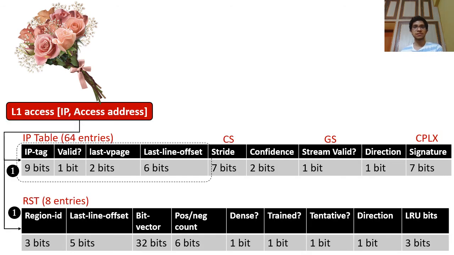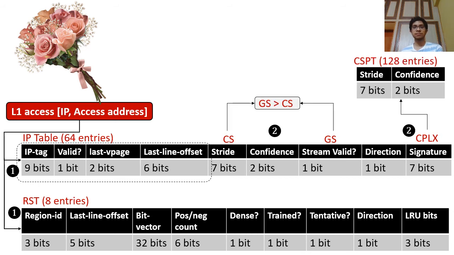We've seen all the components of IPCP at L1. So how does it work? Upon an L1 access, the IP table and the region stream table are accessed simultaneously. Region stream training happens along with prefetching. If the region is dense enough, the stream valid bit in the IP table is updated. Meanwhile, at the IP table, if the IP belongs to the global stream class, stream prefetching is carried out.